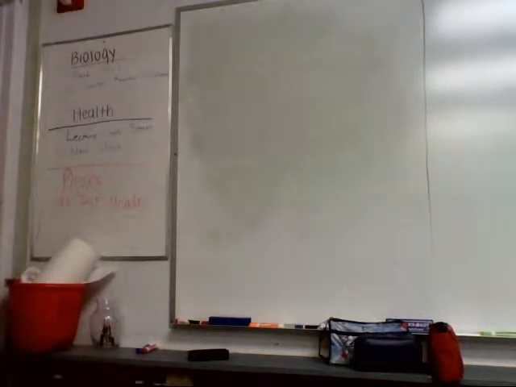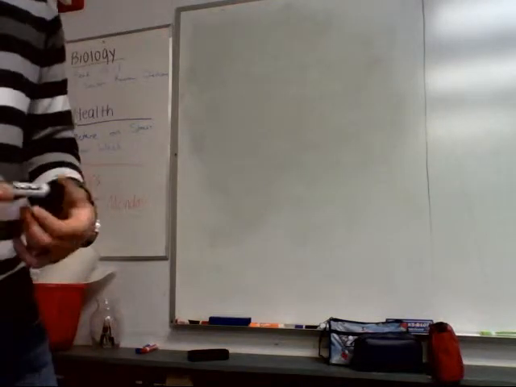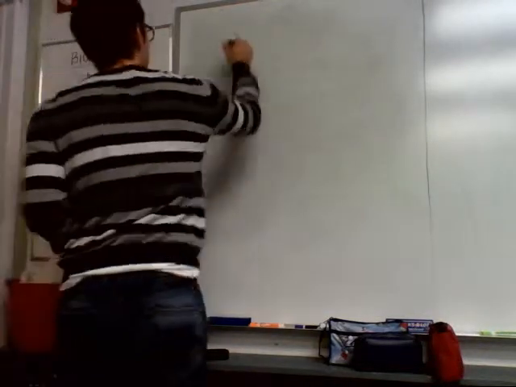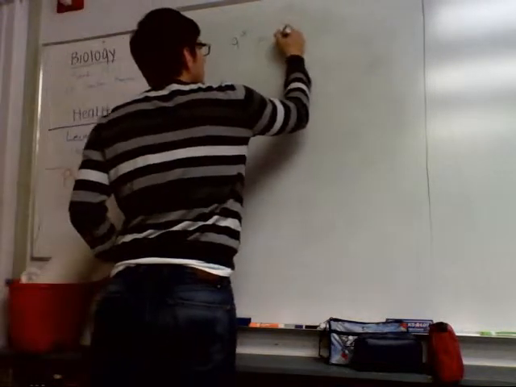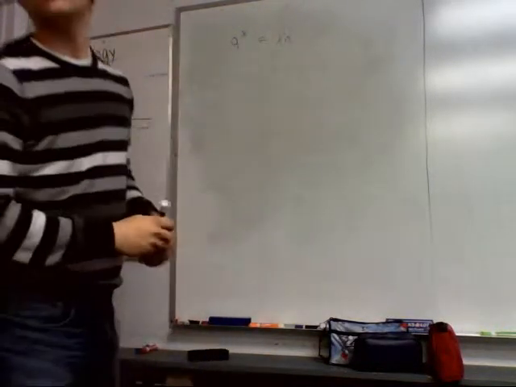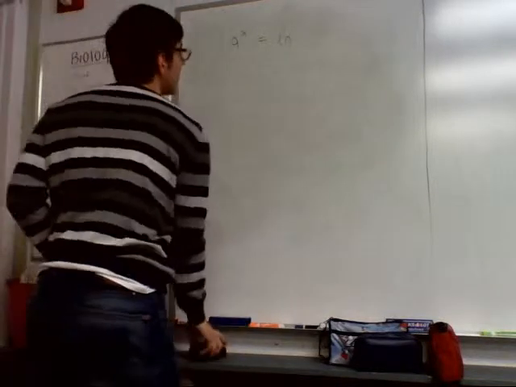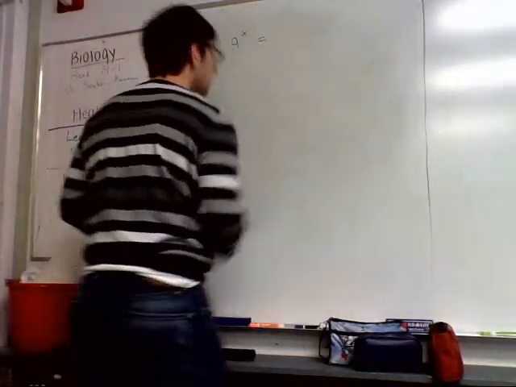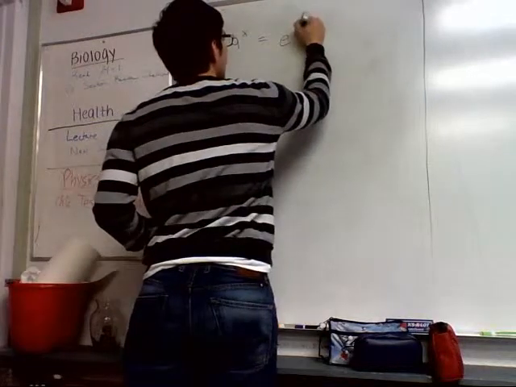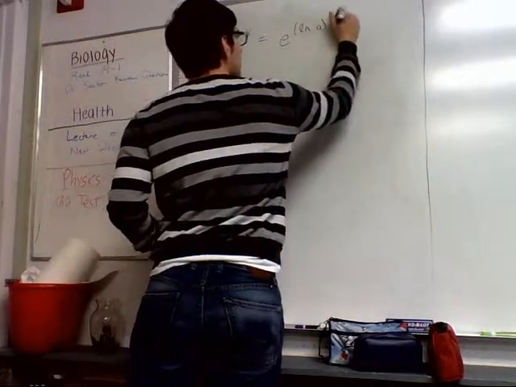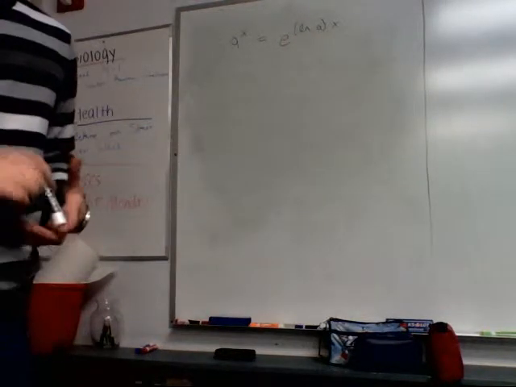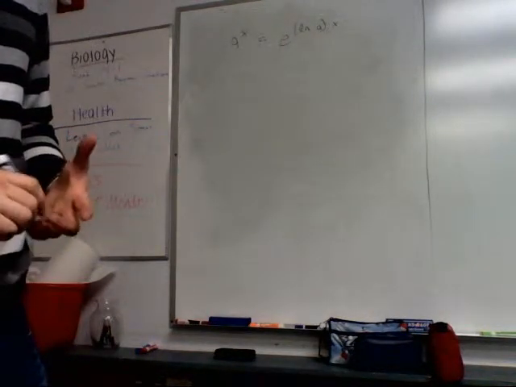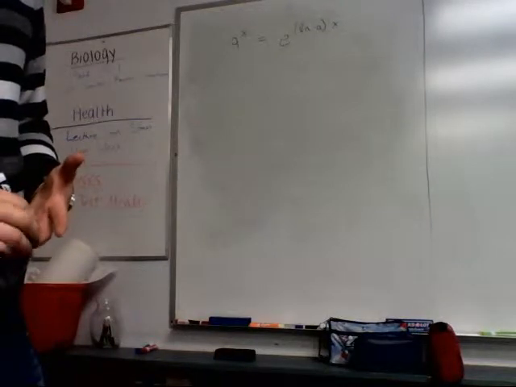So we're going to talk first about the definition of an exponential function to the base of a. Here they define a to the x, and that's going to be equal to e to the ln of a times x. Okay, so that's the definition of an exponential function to the base of a.